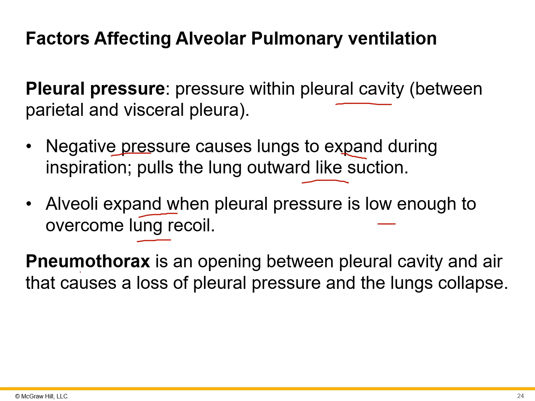And then we have what's called a pneumothorax, an opening between the pleural cavity and air. This is going to cause a loss of that pleural pressure, which is helping the lungs expand. It causes the lungs, instead of expanding, to collapse. So a pneumothorax is whenever we get a hole in that lining, messes up the pressure gradient, and the lungs collapse.